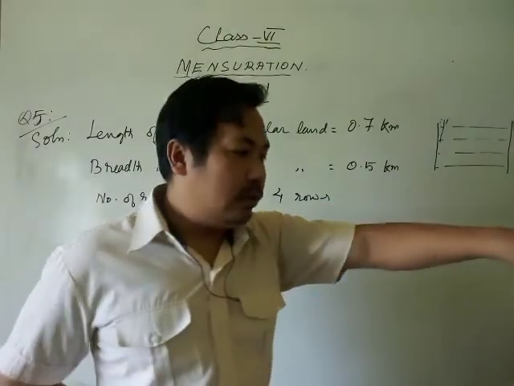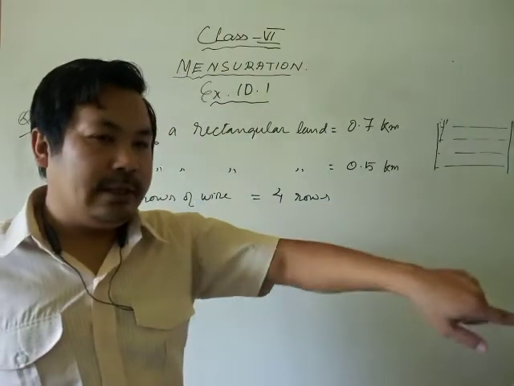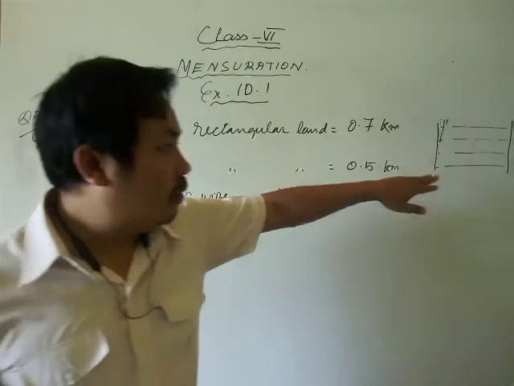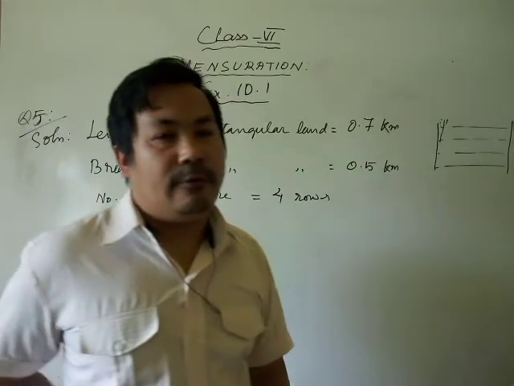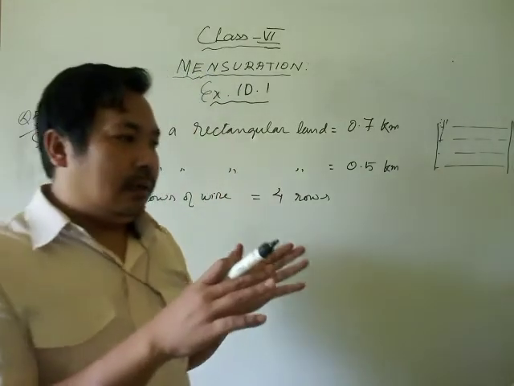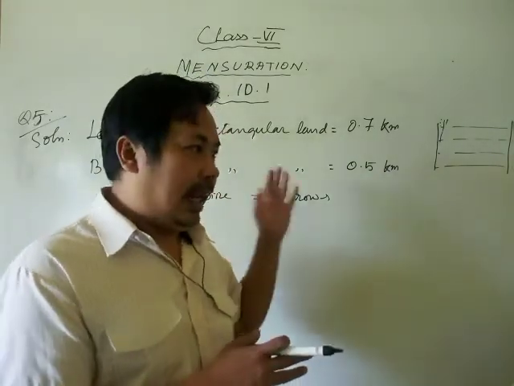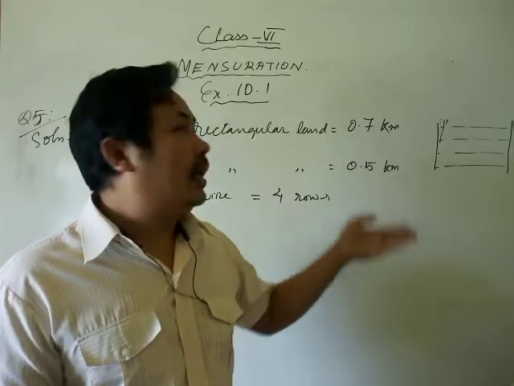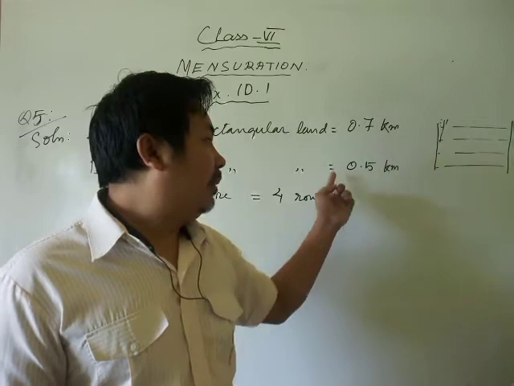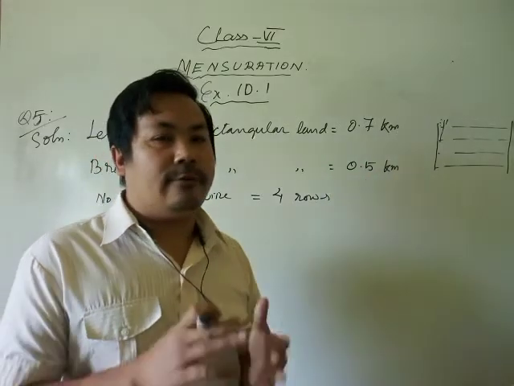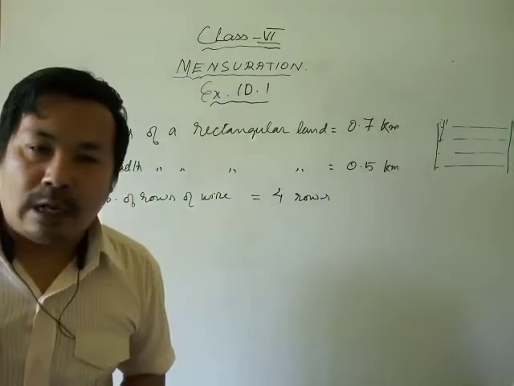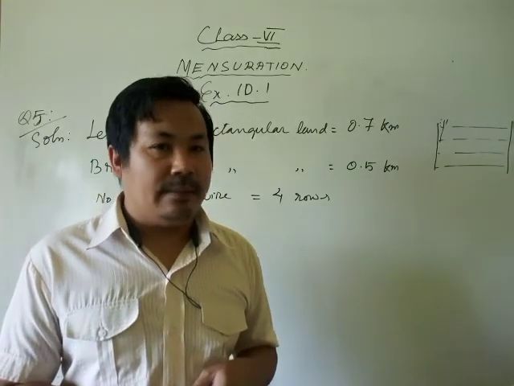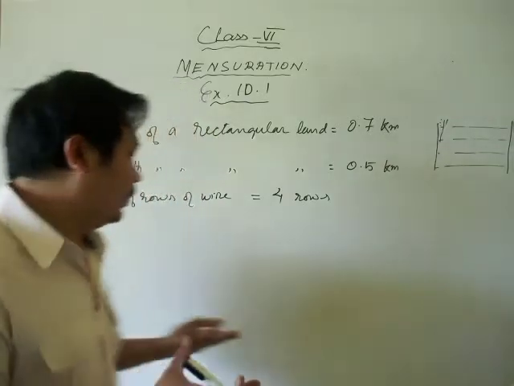Okay, so all the boundary will be fenced with the wire, isn't it? So 1 row, 2 rows, 3 rows, 4 rows are there to fence the boundary of the land, which is in a rectangular shape, and has the length 0.7 kilometer and the breadth 0.5 kilometer. So first of all, what we have to do, we will find out the perimeter of the rectangle.